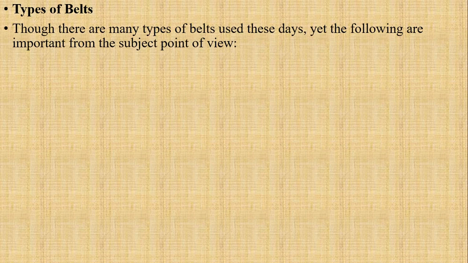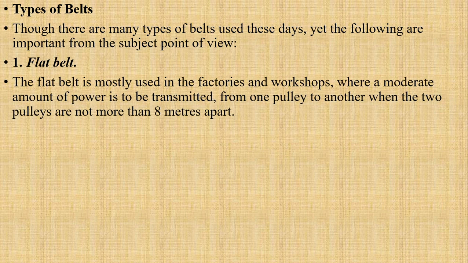Types of belt. So there are many types of belt used these days, yet the following are important from the subject point of view. First, flat belt. The flat belt is mostly used in the factories and workshops where a moderate amount of power is to be transmitted from one pulley to another when the two pulleys are not more than 8 meters apart.